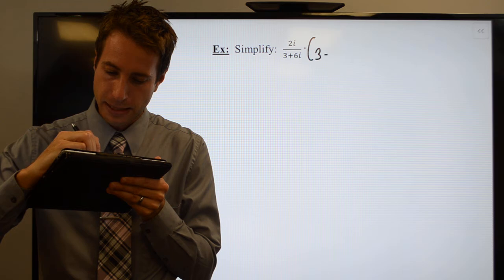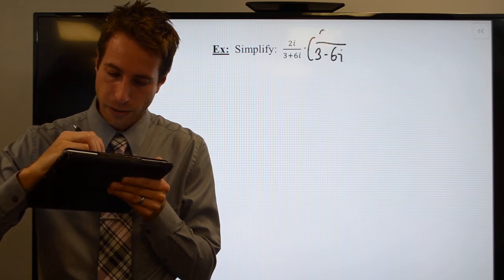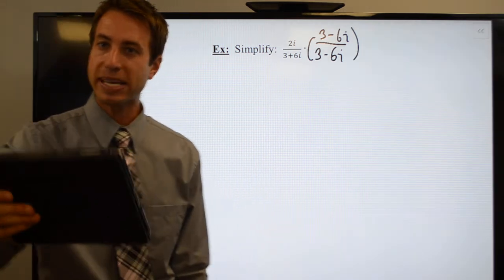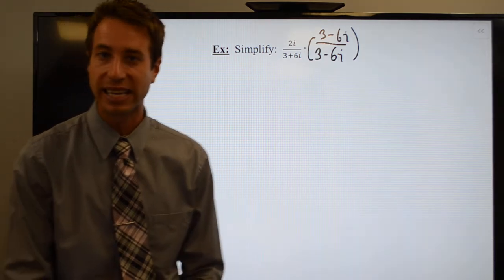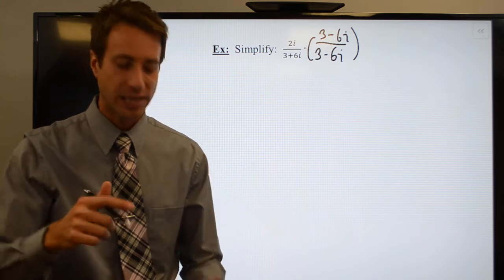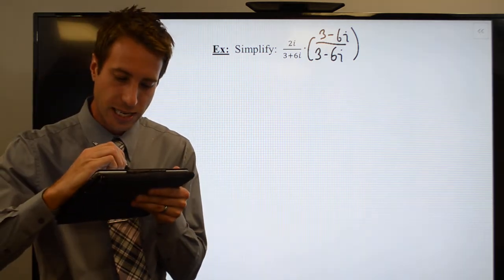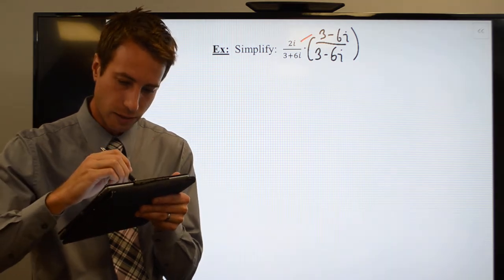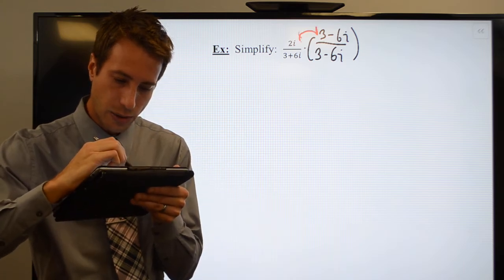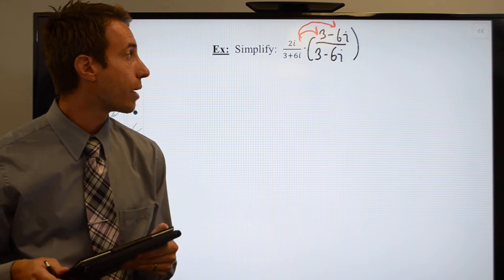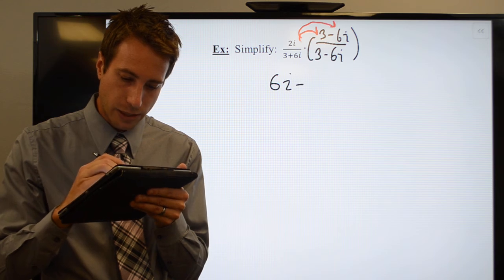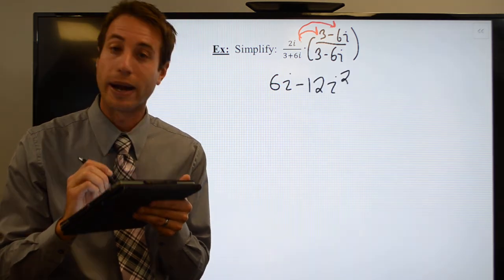So 3 minus 6i in the bottom, 3 minus 6i in the top, and we go ahead and multiply this out. But be careful, this time you don't have foiling in the top, right? 2i is not a binomial. It's just one term. So this problem is much easier than the one we just did. You just simply distribute that 2i through my parentheses, and I wind up with 6i minus 12i squared.